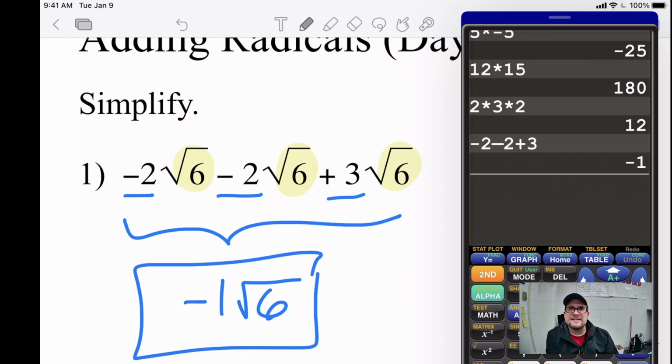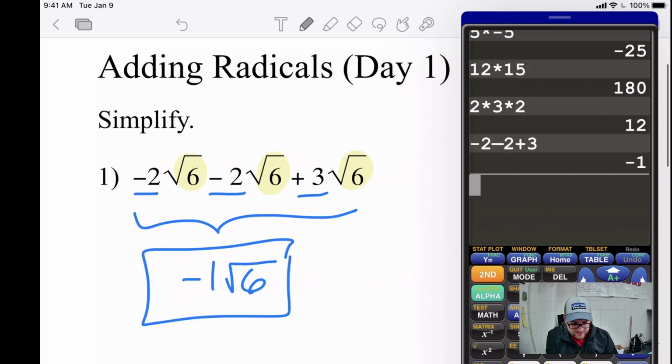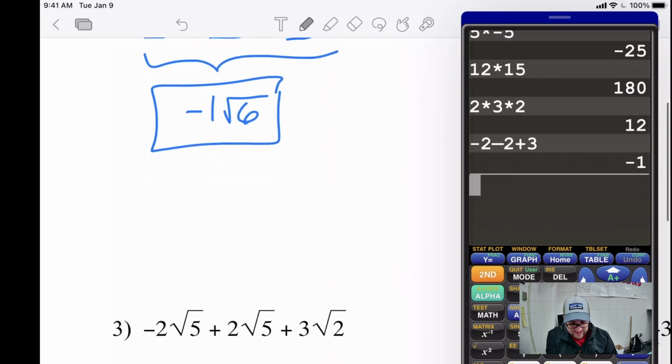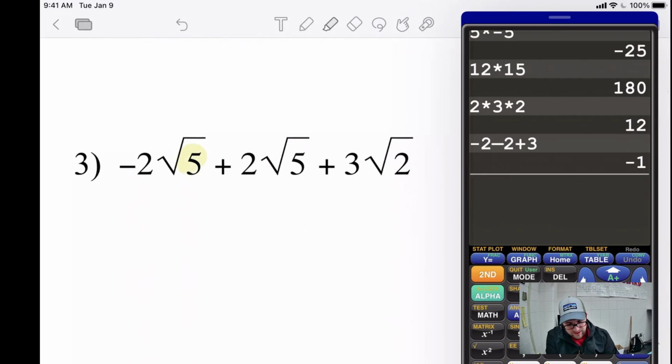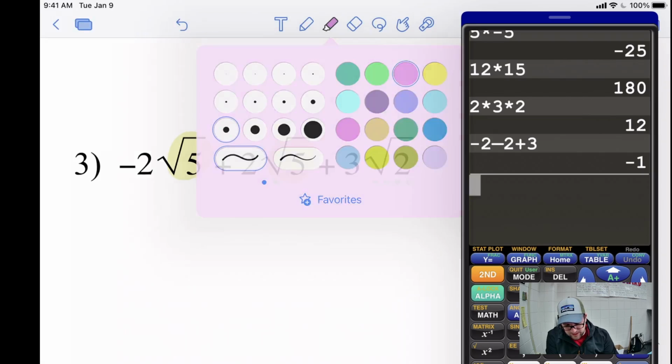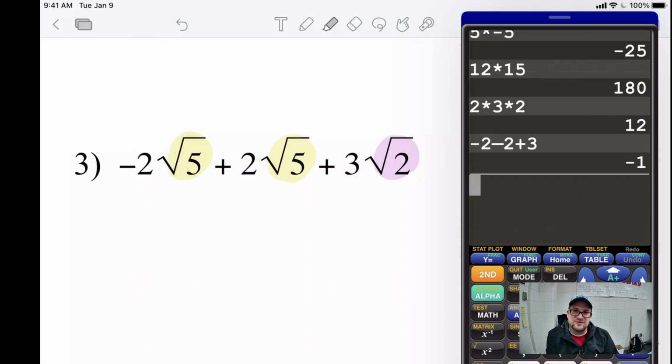Notice how the inside number didn't change. When we put these together, as long as they have the same number, it does not matter. They just all go together. Now, this one's a little different. This one has a square root of 5, this one has a square root of 5, but this one does not have a square root of 5. So what that means is I'm going to be able to put these two together, but not this one.